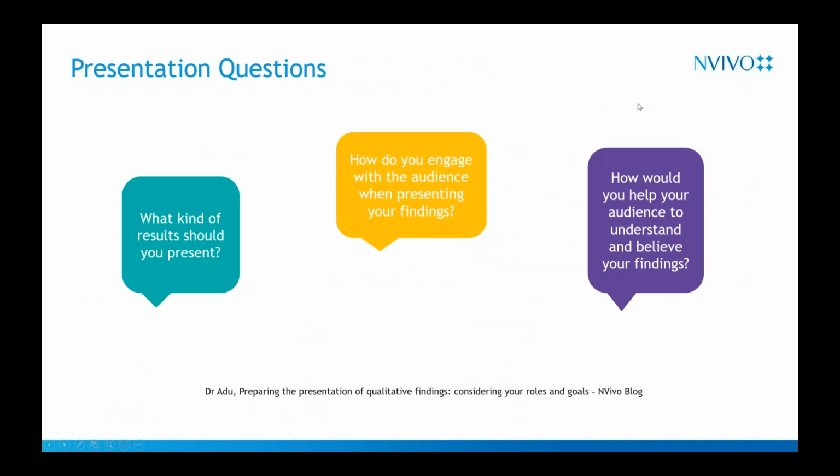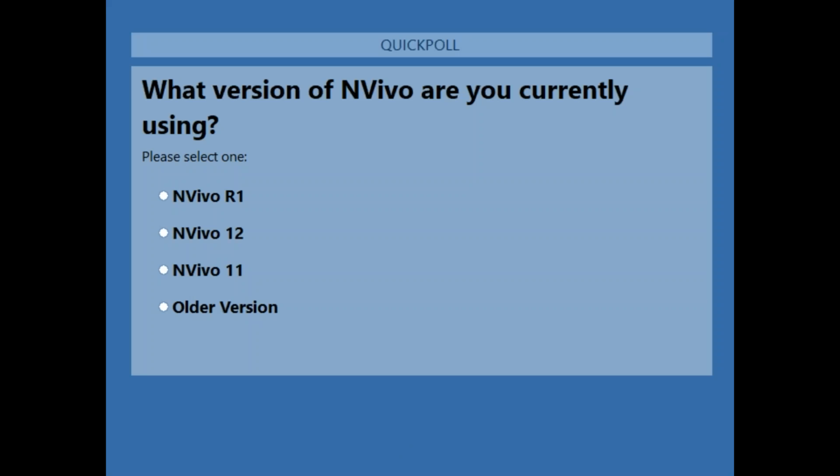So before I get to the presentation part, I just like to get a sense. I'm going to do the first poll. I just like to get a sense of what version you're on with NVivo. So you'll see the poll come up. You can just click on your choice. NVivo R1 is the latest release that came out in March. So it's NVivo Release 1, or NVivo 12, NVivo 11, or an older version. If you don't mind doing that, that's just helpful to me.